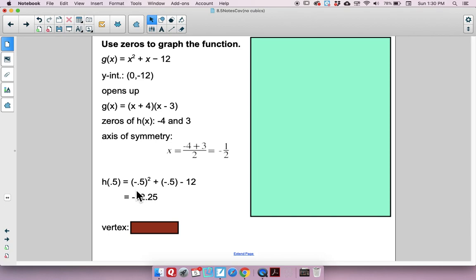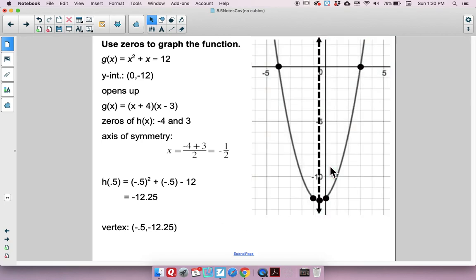How do I do that? Negative 0.5 plugged in there for x. Square that. That's going to get you a what? Positive 0.25. Obviously a negative 0.5 and then a negative 12 is going to get you negative 12.25. So your vertex is negative 0.5 comma negative 12.25. Your graph should have looked like this. There's our vertex. There's our 2 x-intercepts. There, right there is our y-intercept, which you can see is half a unit to the right. So we can plot another one half a unit to the left.